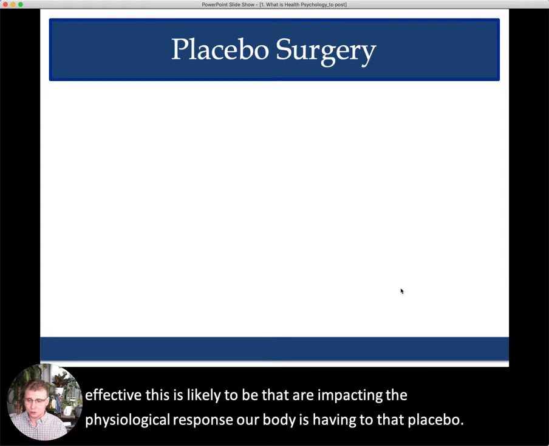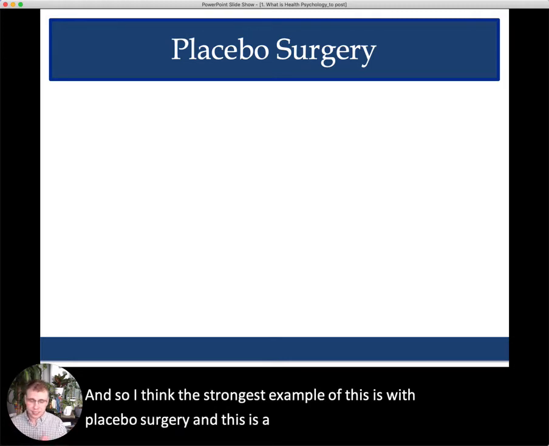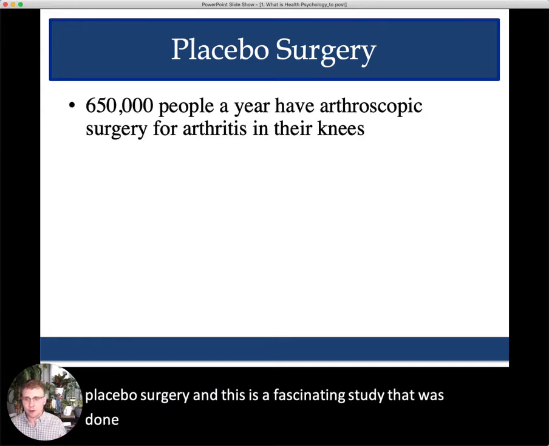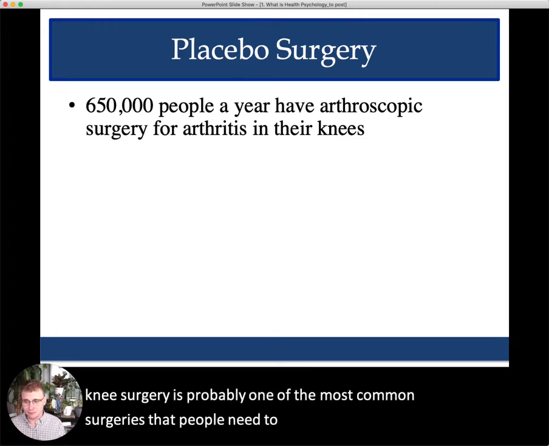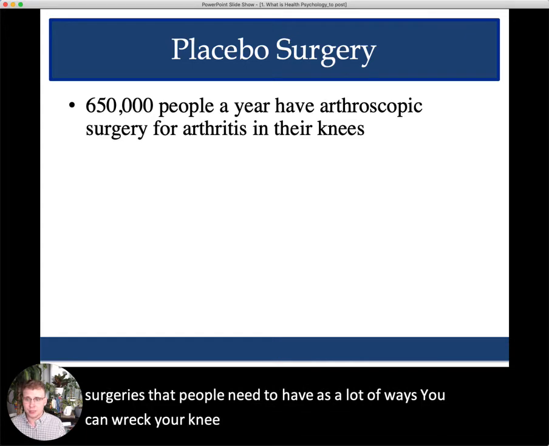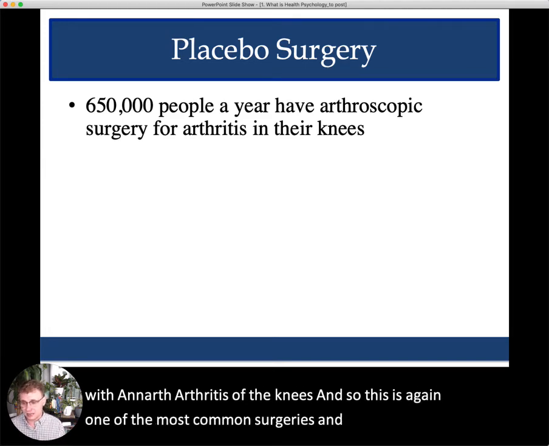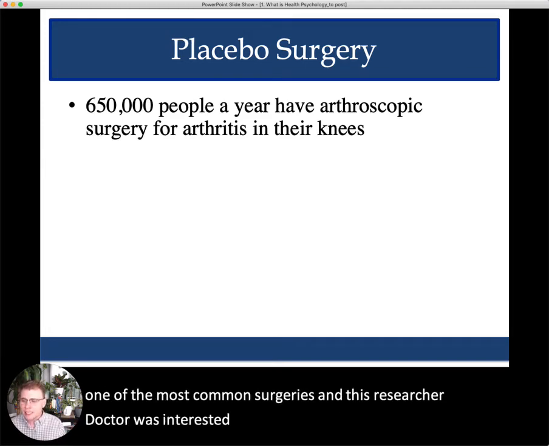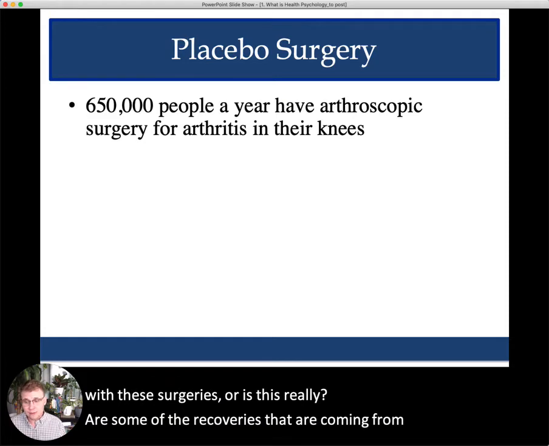And so I think the strongest example of this is with placebo surgery, and this is a fascinating study that was done. Again, there's a video posted briefly about it, but knee surgery is probably one of the most common surgeries that people need to have. There are a lot of ways you can wreck your knee and a lot of knee pain, particularly with arthritis of the knees. And so this is, again, one of the most common surgeries, and this researcher and doctor was interested in whether we are really helping people with these surgeries, or whether some of the recoveries coming from this are just due to the placebo effect of the surgery.